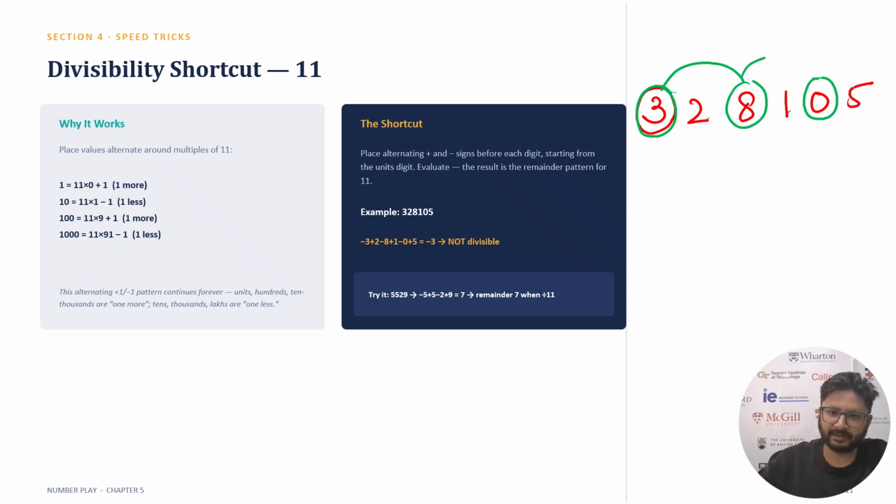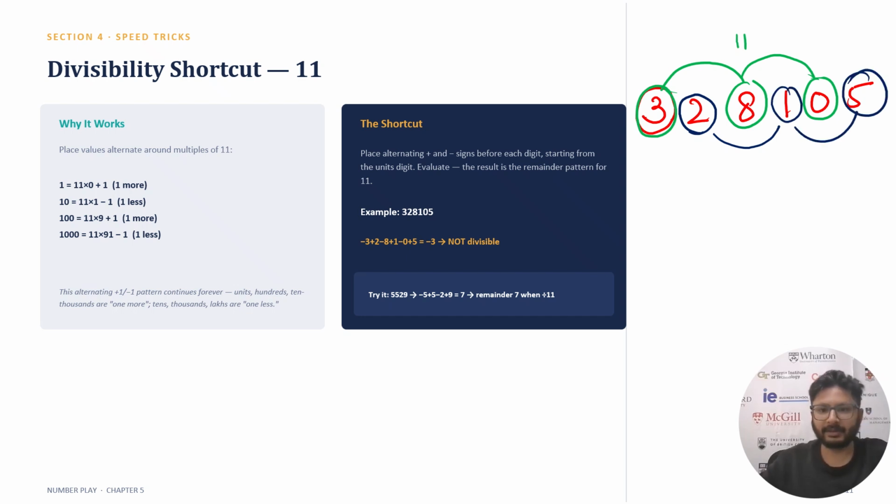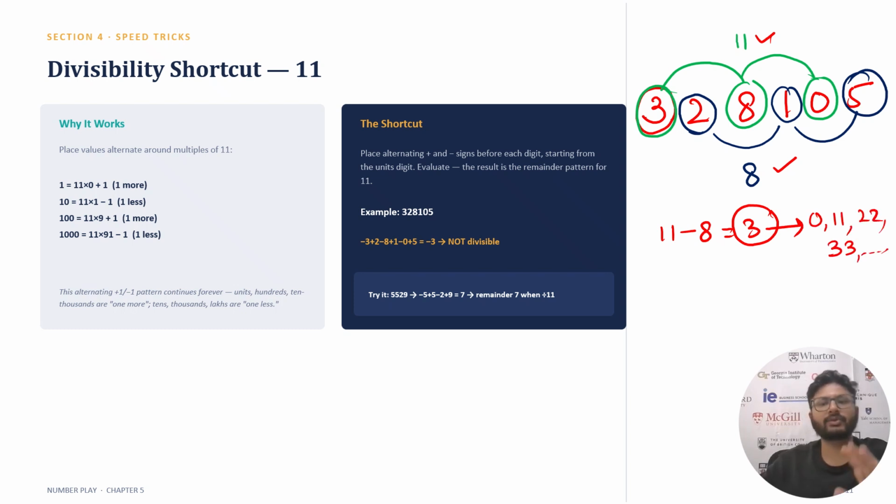What is the summation? 3 plus 8 plus 0, 11. I take another set of alternate digits: 2 plus 1 plus 5. The summation is 8. Now do the difference of the summations. So 11 minus 8. The subtraction should be in the form of 0, 11, 22, 33, and so on. If it is there, then the number is divisible by 11.